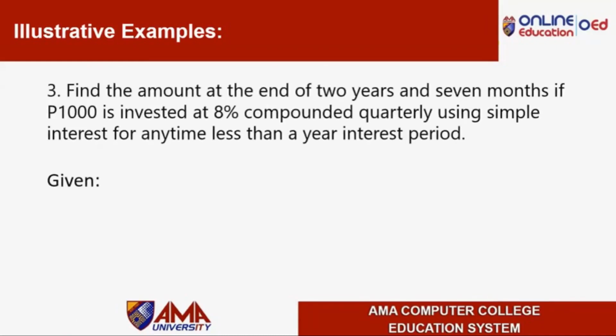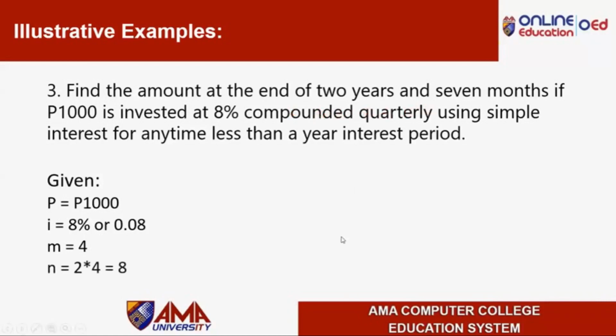Okay, another example. Find the amount at the end of 2 years and 7 months if 1,000 pesos is invested at 8% compounded quarterly, using simple interest for any time less than a year interest period. So the given, we have our principal, which is equal to 1,000. Your interest rate is 8% or 0.08. And then m is equal to 4 because it is compounded quarterly.